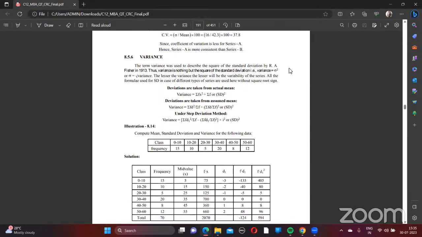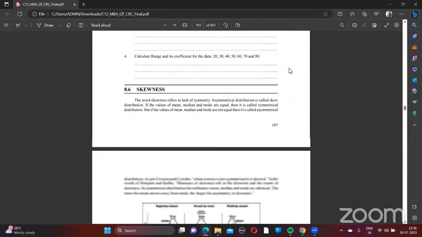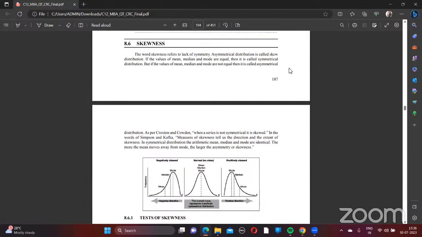Then we'll go for the part of skewness. This is also a very, very important topic. Skewness is nothing but whether the data we collected and kept for observation is symmetrical or not, which we can find out only by means of skewness. The word skewness refers to the lack of symmetry. That means the data is not similar. The lack of symmetry, an asymmetrical distribution, is called a skew distribution.